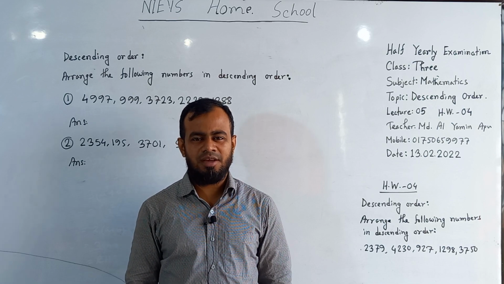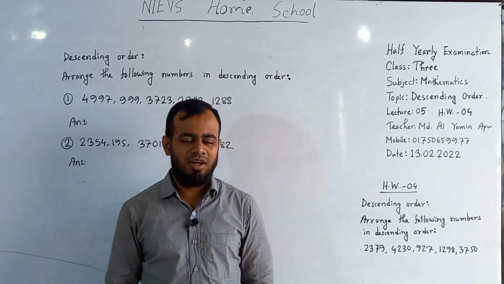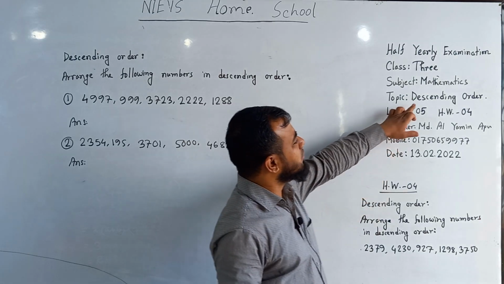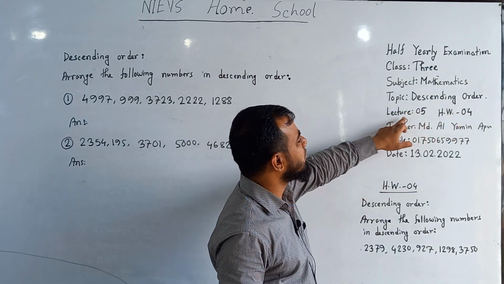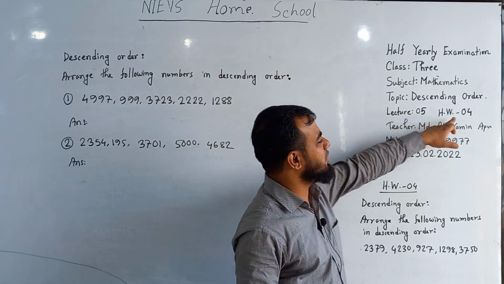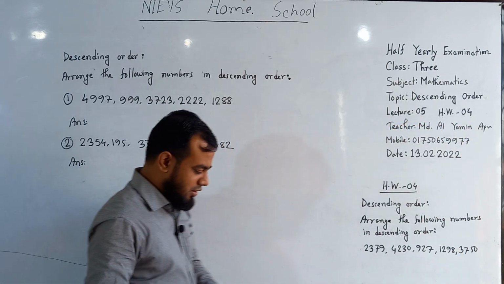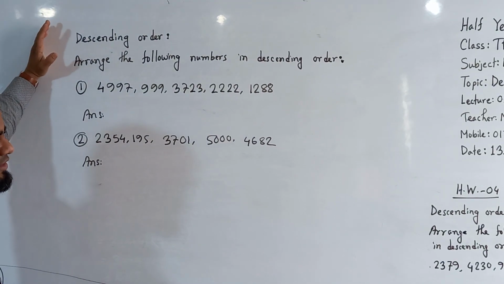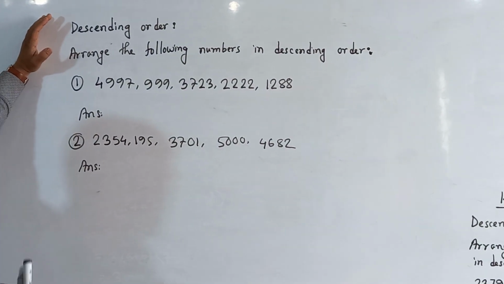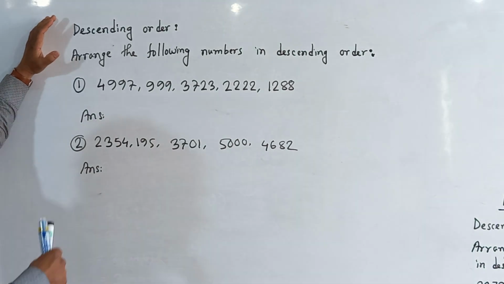Today I am going to take a math class for the students of class 3. Today's topic is descending order. I repeat, today's topic is descending order. Your lecture number is 5, your homework number is 4. Descending order means we need to arrange the numbers from greater to smaller, from bigger to smaller.